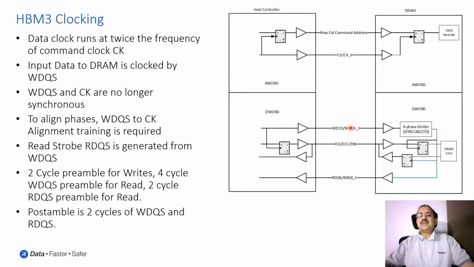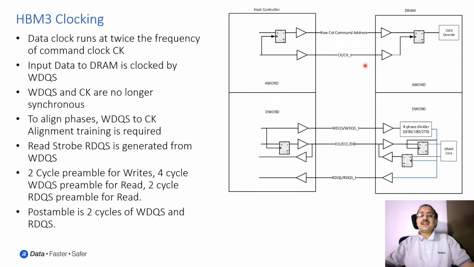So because if the write strobe is running at twice the frequency and the clock is running at half the frequency, in order to check their alignment with a phase detector, you need to divide the write strobe. Now when you divide it, you also have to generate 4 phases so that you can phase detect and do a proper alignment between the clock and the write strobe.